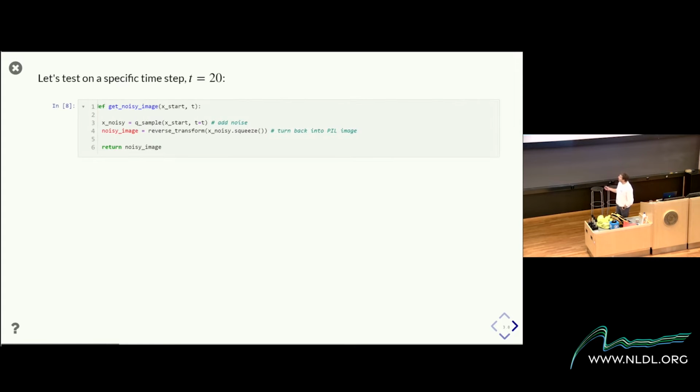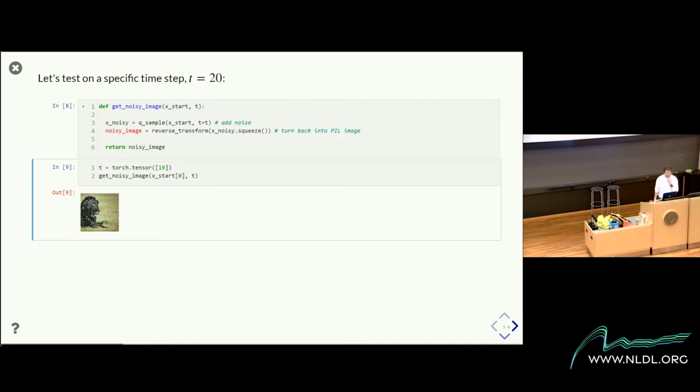Okay, so let's check, for example, what I get at a specific step, t equal 20. I just call my function, and I get something noisy out of it. So I have the initial image plus the amount of noise that I have at step 20. Then I revert this image back to visualize it, and this is what I obtain. Remember, this is the initial lion with that amount of noise at step 20.